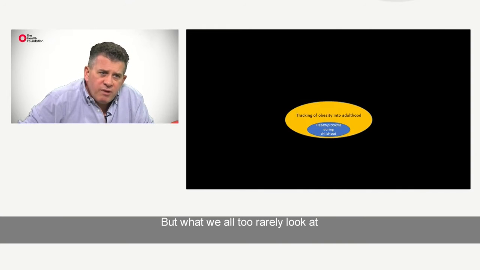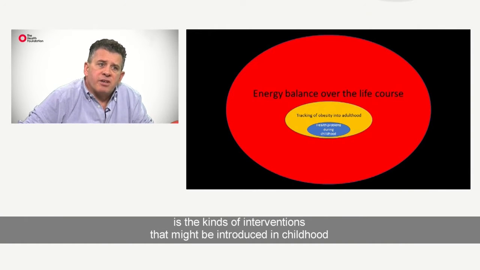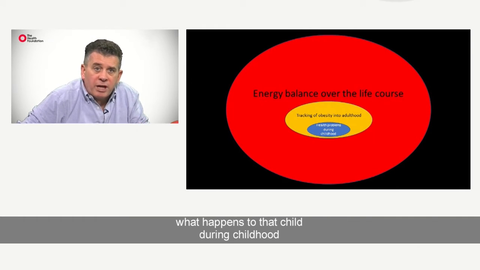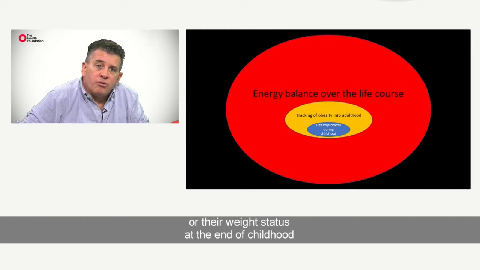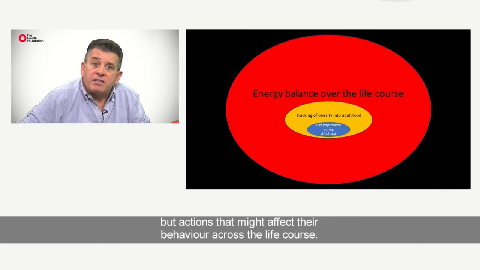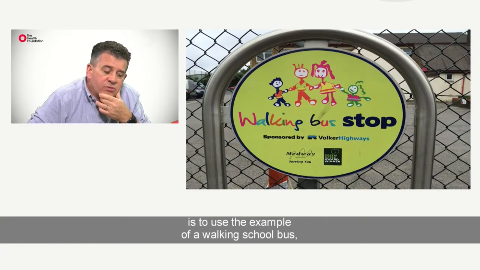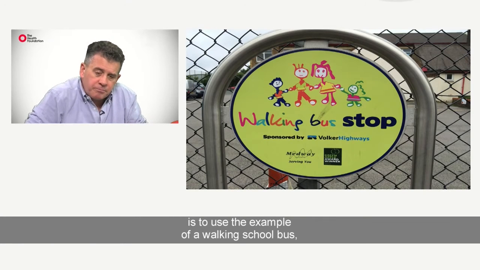But what we all too rarely look at is the kinds of interventions that might be introduced in childhood that could affect not just what happens to that child during childhood or their weight status at the end of childhood, but actions that might affect their behaviour across the life course. One way of thinking about this is to use the example of a walking school bus.